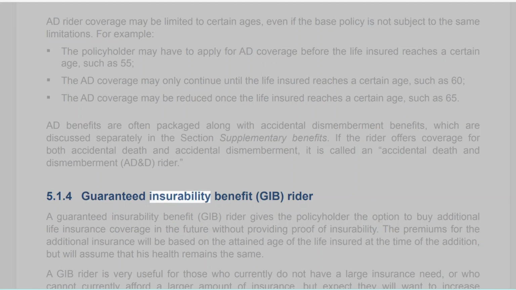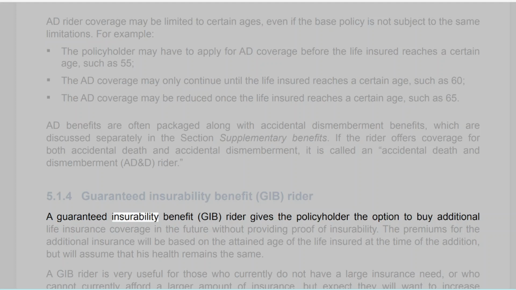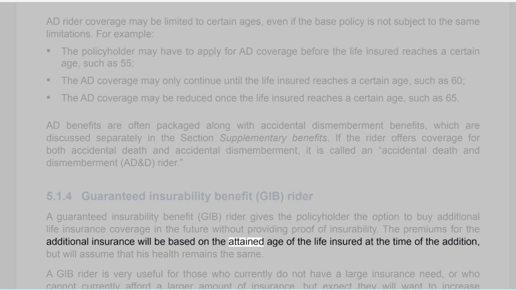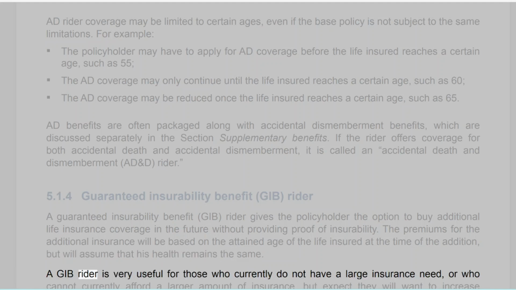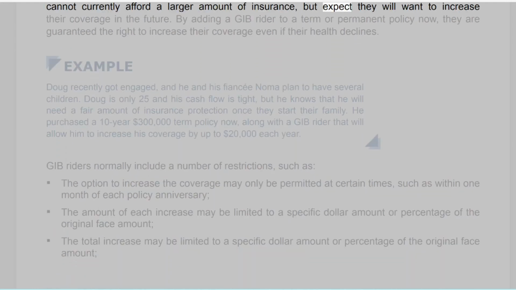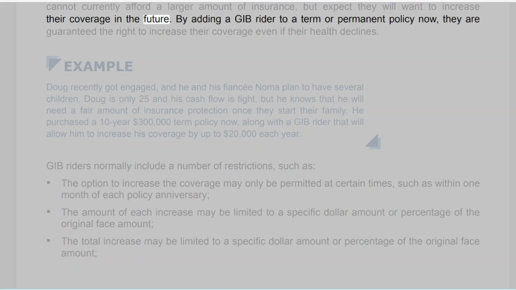5.1.4 Guaranteed Insurability Benefit (GIB) rider. A guaranteed insurability benefit (GIB) rider gives the policyholder the option to buy additional life insurance coverage in the future without providing proof of insurability. The premiums for the additional insurance will be based on the attained age of the life insured at the time of the addition, but will assume that his health remains the same. A GIB rider is very useful for those who currently do not have a large insurance need, or who cannot currently afford a larger amount of insurance, but expect they will want to increase their coverage in the future.